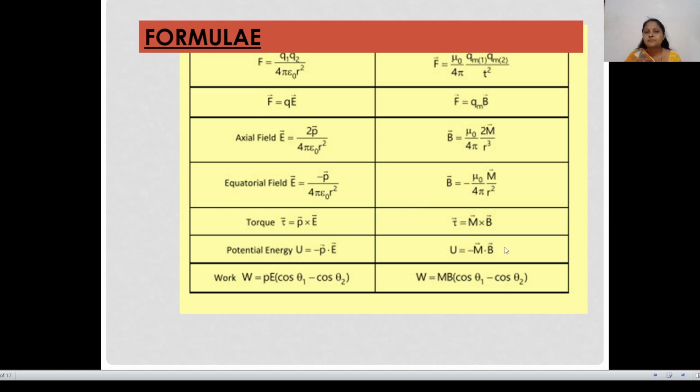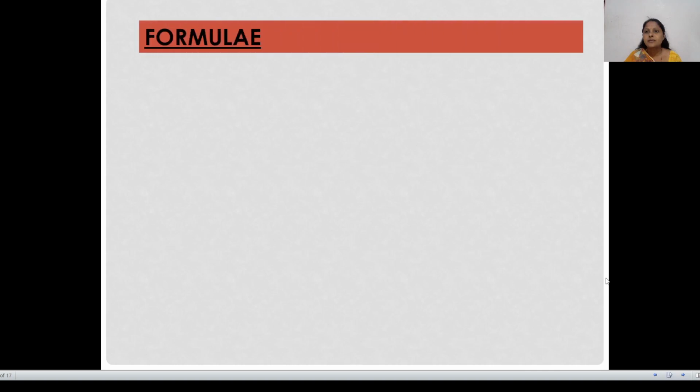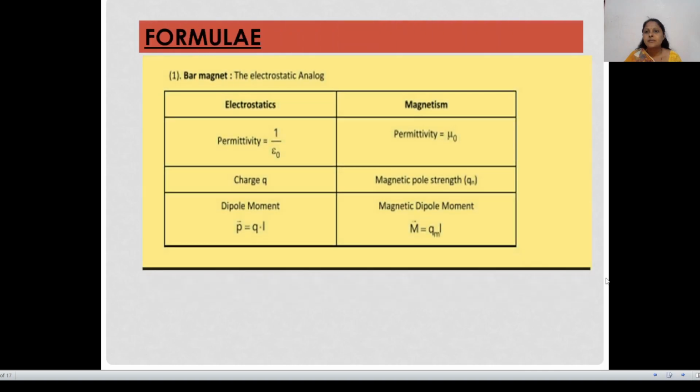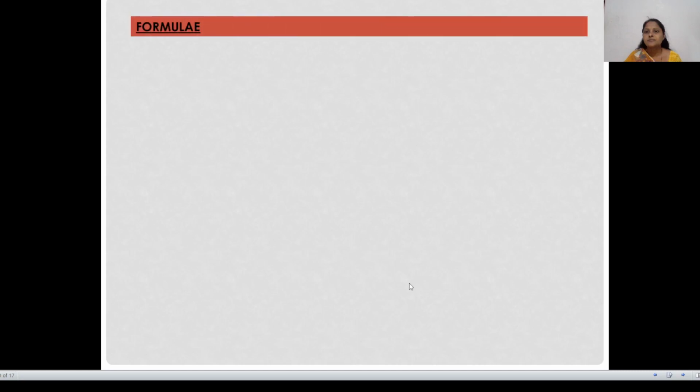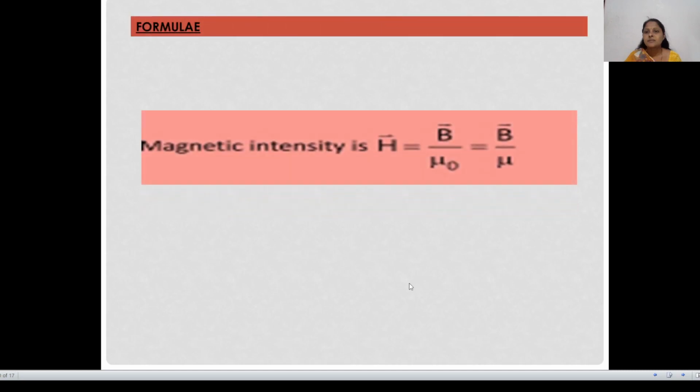Next formula. Comparison here of electric line of force and magnetic line of force, given for bar magnets: electrostatic, permittivity, charge, dipole moment. Next, firstly take the formula.